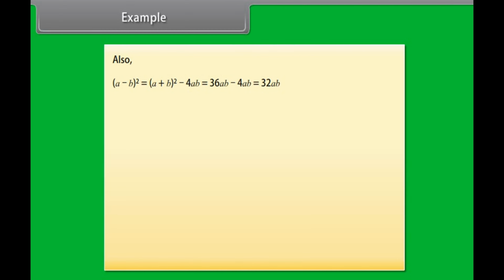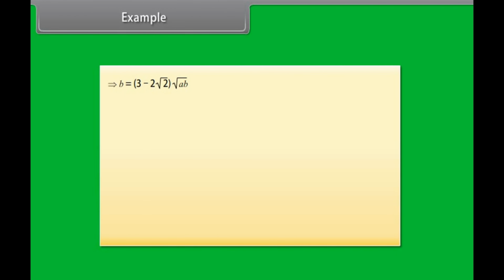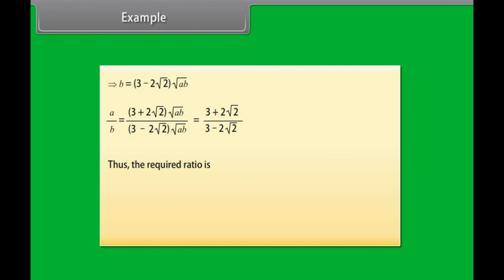Also, the square of a minus b can be written as a minus b is equal to 4 into square root of 2 into square root of ab. Let it be equation 2. Adding 1 and 2, we obtain a. Substituting the value of a in equation 1, we obtain a by b is equal to 3 plus 2 root 2 divided by 3 minus 2 root 2. Thus, the required ratio is obtained.